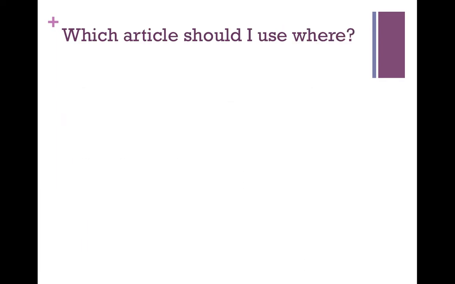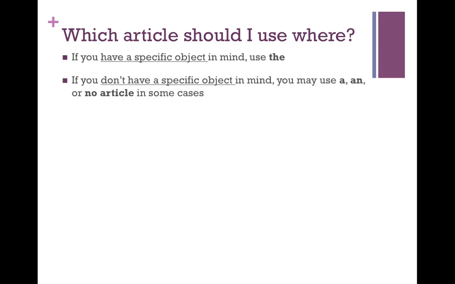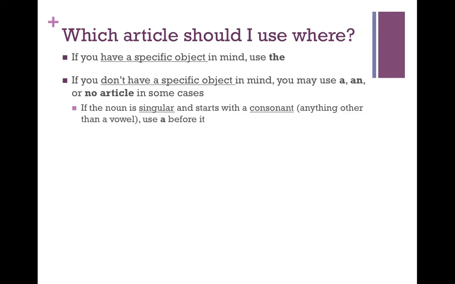So how do we decide which one to use where? First of all, if it's a specific object that you have in mind, use the. That's the easiest one. If you don't have a specific object in mind, you might use a, an, or sometimes no article. If the noun that you're using is singular, so it's just one, and it starts with a consonant, so that means anything that is not a vowel, you're going to use the article a in front of it.